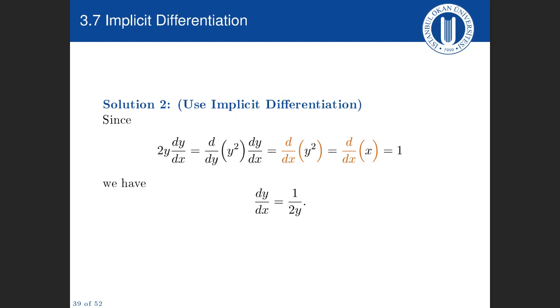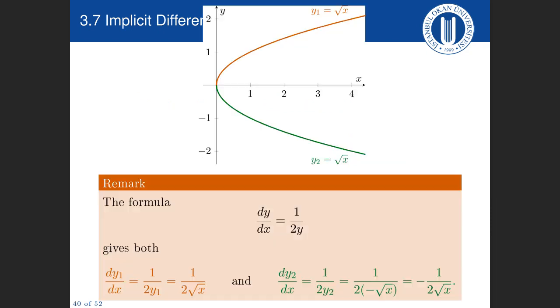Divide both sides by 2y and we get our answer. Dy dx is equal to 1 over 2y. Now, this is the same as the answer that we got using solution 1, because if y1 is the square root of x, then 1 over 2y is 1 over 2 square root of x. And if y2 is minus square root of x, then 1 over 2 y2 is 1 over 2 minus square root of x, or minus 1 over 2 root x.